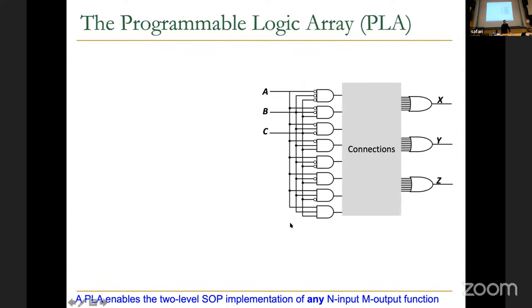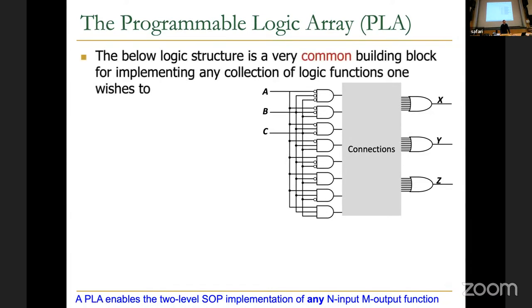So this is, again, the decoder, if you will, all of the min terms. And you basically make the connections, configurable connections, such that you connect the right min terms so that you implement functions x, y, z. So there's kind of magic over here, but they're muxes, actually. These are actually multiplexers or fuses. We're not going to go into the details of how it's done exactly. But this is a very common logic structure for implementing any collection of logic functions that one wishes to, because it obeys the sum of products form.